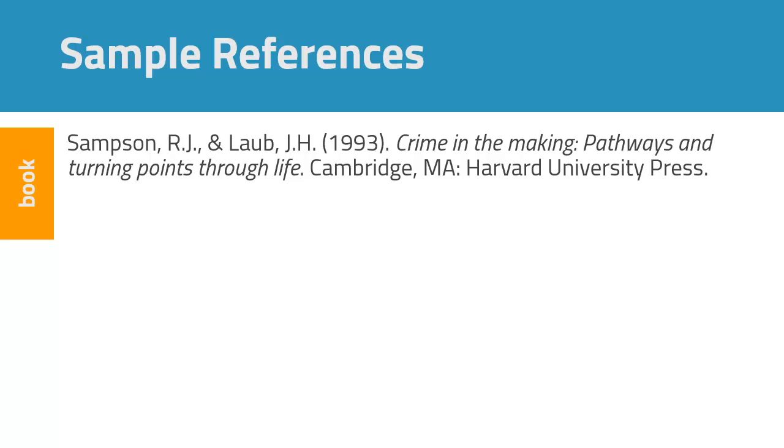That's the basic format for citing a book in APA style. There are different variations on this format for book chapters, edited books, second editions. I could go on, but this is a good starting point. Next, let's take a look at the reference entry for a journal article.